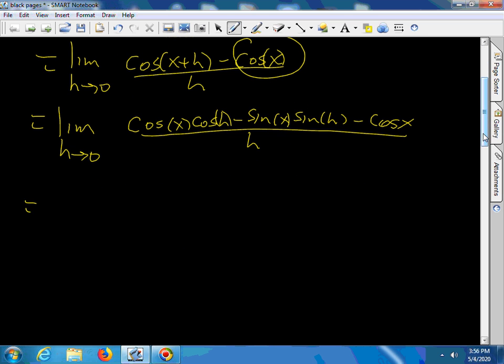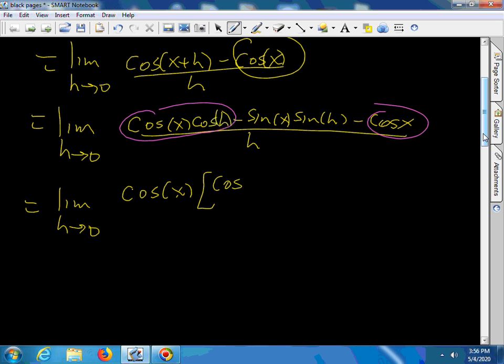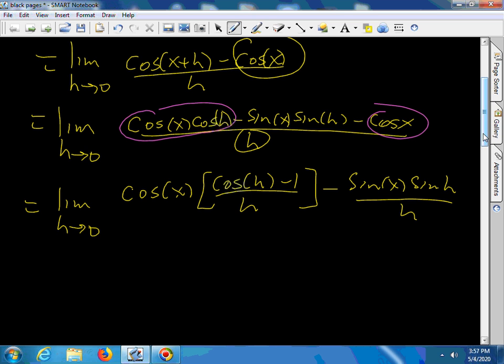So now, this is equal to the limit as h goes to 0. I see that these two terms both have cosine x, so I'm going to factor it out. Cosine of x times cosine of h minus 1, and I'm even going to divide this one by the h, minus the sine of x times the sine of h over h.